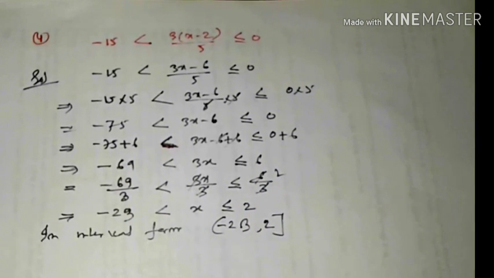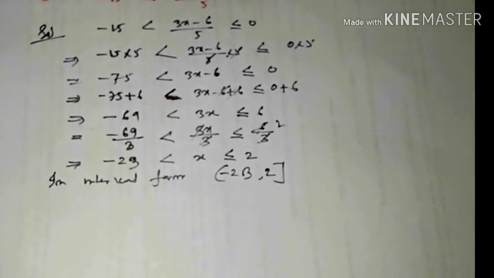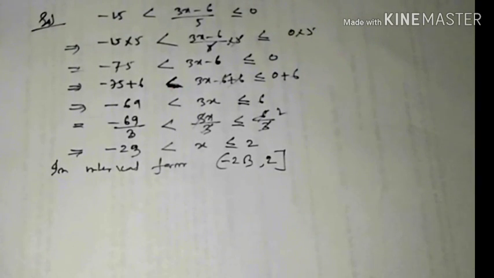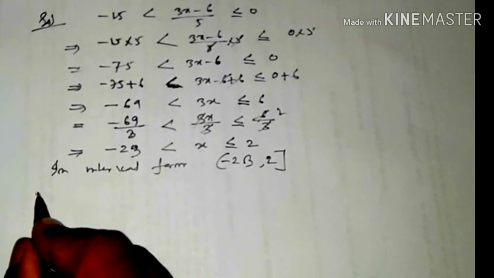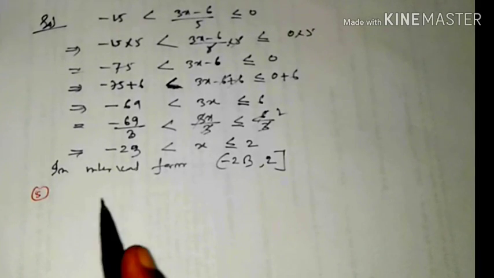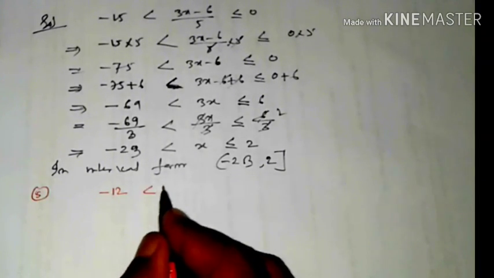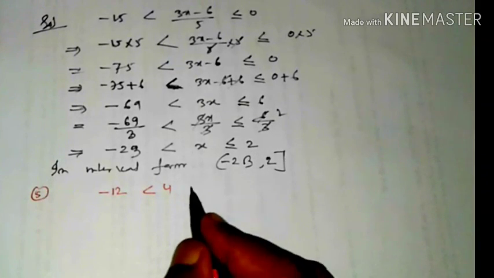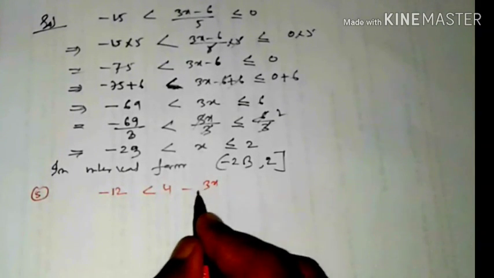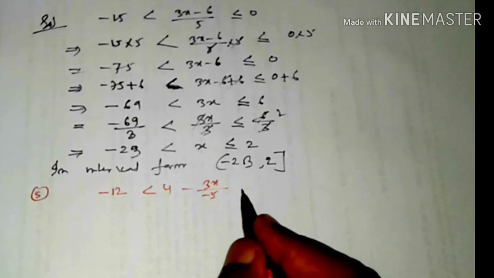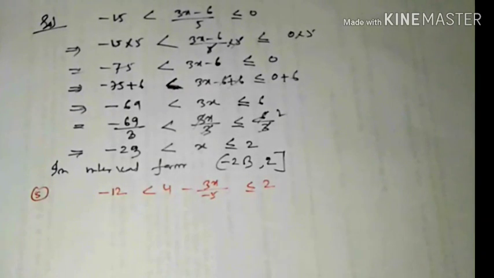You can write this as the next problem. This is question number 5. This will be very important. Minus 12 less than 4 minus 3x minus 5 less than or equal.